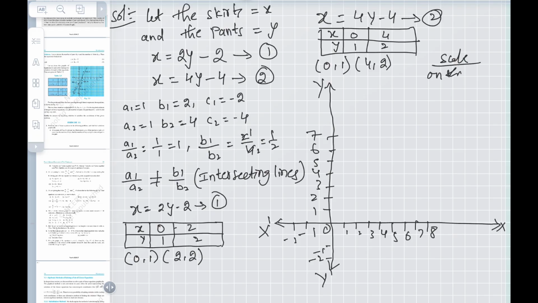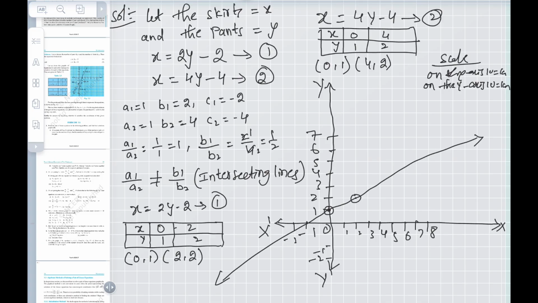Don't forget to write the scale. On the x-axis, 1 unit equals 1 centimeter. On the y-axis, 1 unit equals 1 centimeter. You write clearly. Since I have no space, I am writing clumsily. Okay, plot the points now for equation 1. 0 comma 1. So x value is 0, y value 1. So you get it on the line. So 2 comma 2, x value 2, y value 2. So you will get both here. Okay, so draw the line.